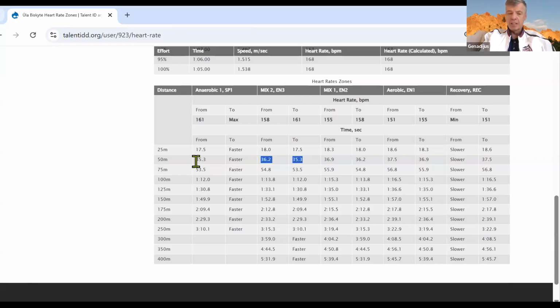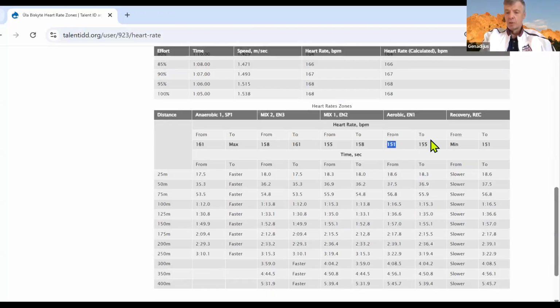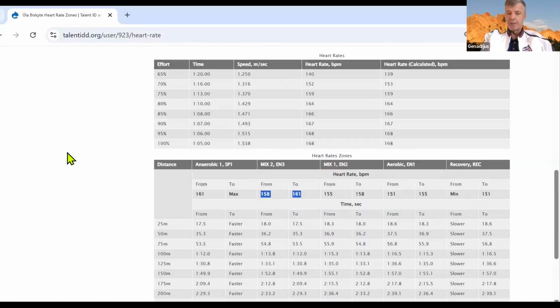If she wants to swim an anaerobic set, she needs to swim faster than 35.3. If she wants to swim aerobic sets, 50s, she needs to swim between 36.9 and 37.5. So that's how you can also have times and heart rates in different energy zones, because heart rate for aerobic for her would be 155. Or if it's the mixed energy zone, heart rate for VO2 max, 158, 161. So as you see here, also in this example as well.